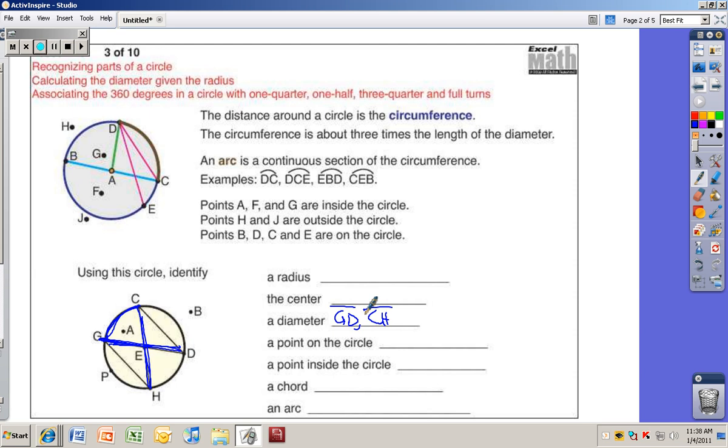A point on the circle. I see 5 possible right answers for that one. Can you name a point on the circle? Taylor, this is easy. Name a point on the circle. Come on, you can do it.